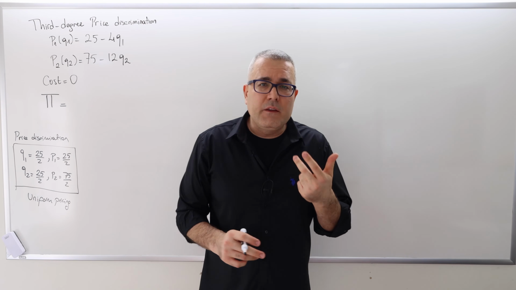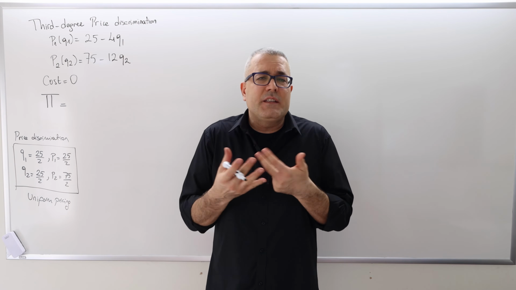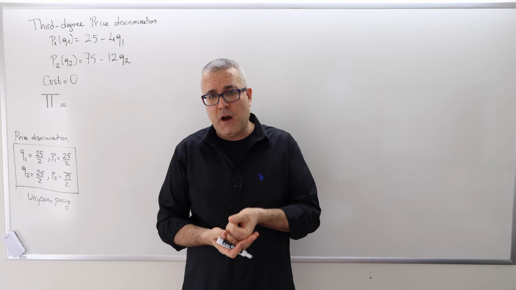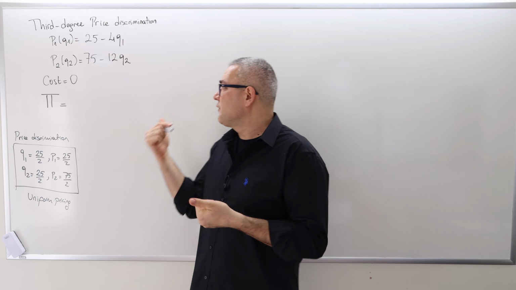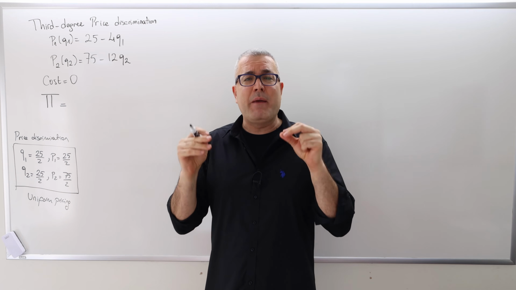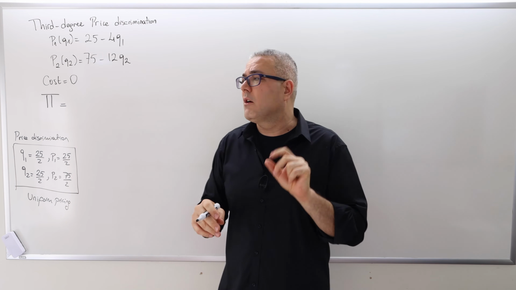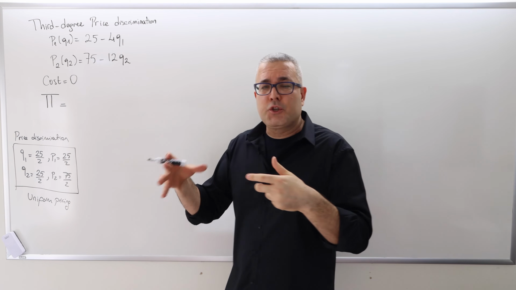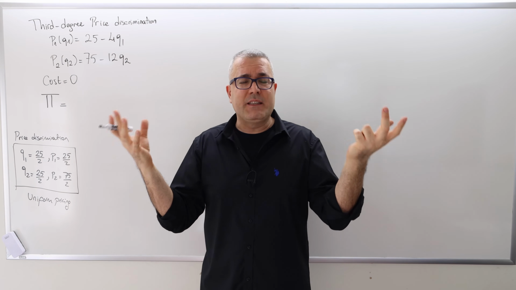In order to find the uniform pricing, this is equivalent to solving a monopoly problem. All I have to do is find the demand curve. The cost is already given, which is 0. So I need to find the market demand curve. How do I find the market demand curve? There are 2 groups, and each group has a demand.